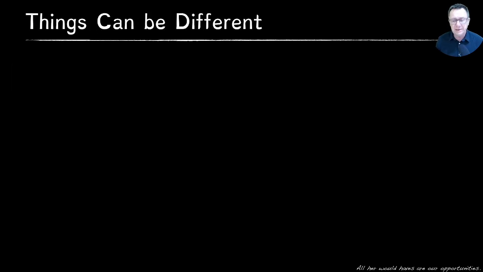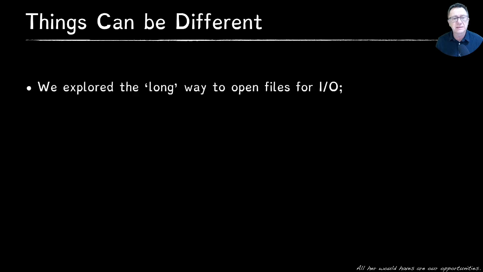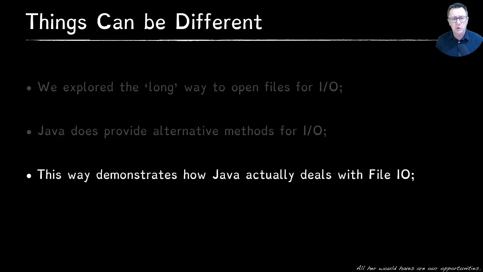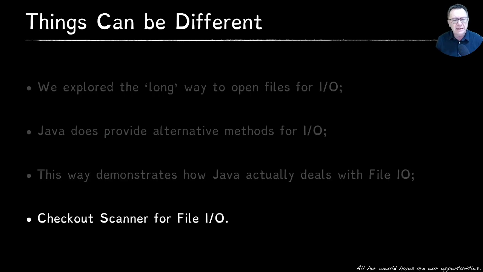Now, I say things can be different, and you're going, well, David, how can things be different? So we explored really the long way round with working with files, because you need to get that understanding of streams and byte level data, okay? But Java does provide us with some other ways to do I/O, okay? Now, what we've done demonstrates how Java actually deals with file I/O. That's what we've been looking at. But what I would suggest is that you look into the documentation. Scanner you're familiar with, and Scanner you can also do file I/O with it.